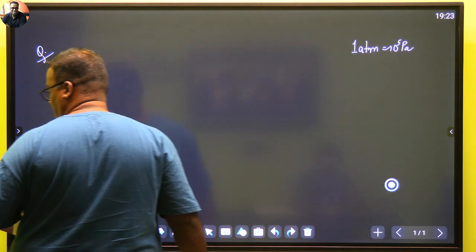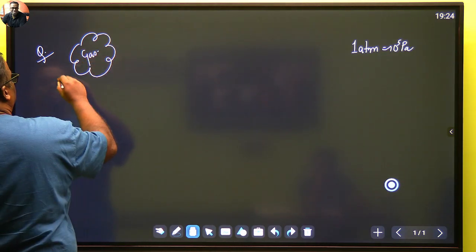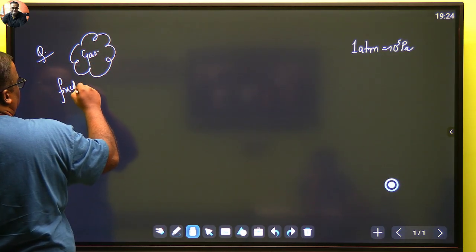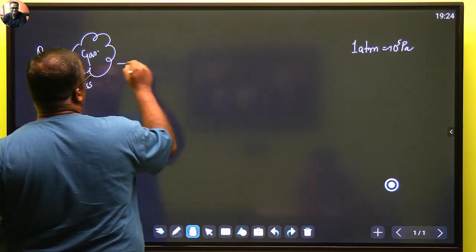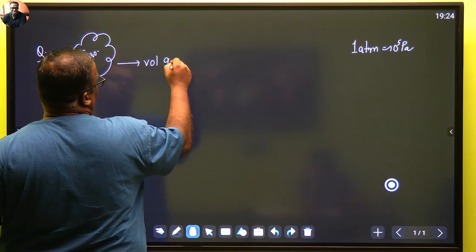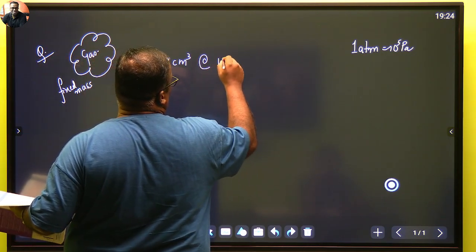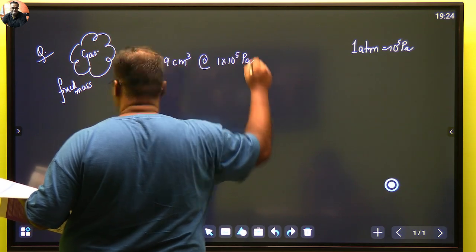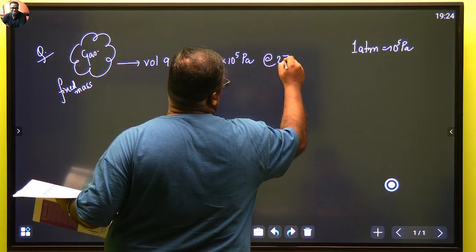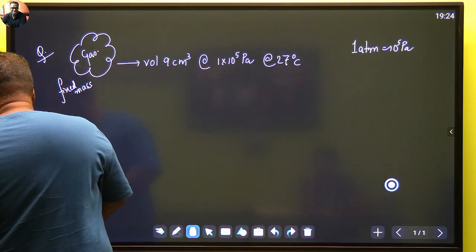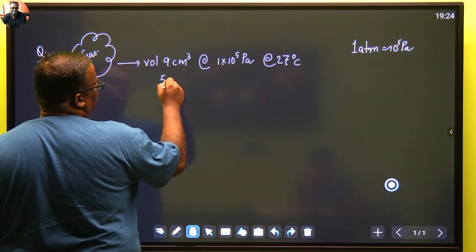Okay. Now, there is a fixed mass of gas. I have gas, and this gas is of a fixed mass, and this gas has a volume of 9 centimeter cube, right? At a pressure of 1 into 10 to the power 5 Pascal, and at that time at a temperature of 27 degrees Celsius. Find the pressure when the volume has been compressed to 5 centimeter cube.